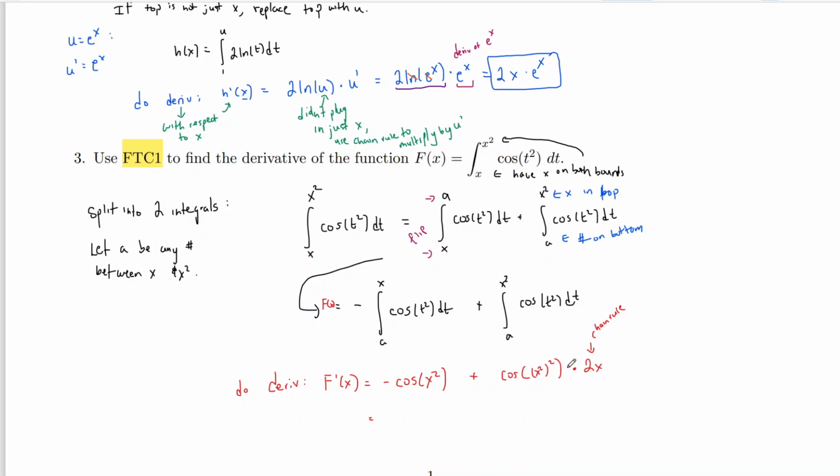All you have to do is really, I would just simplify this. x squared squared is x to the fourth. So you got negative cosine of x squared plus, and I'm going to put the 2x in front here just to make it a little prettier, 2x times cosine of x to the fourth.